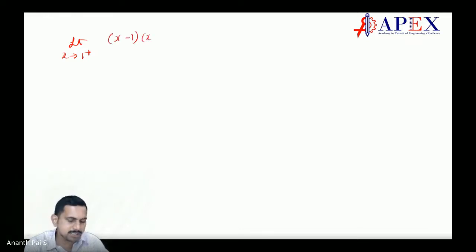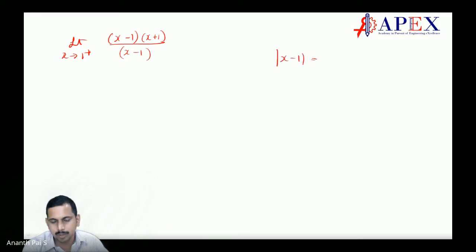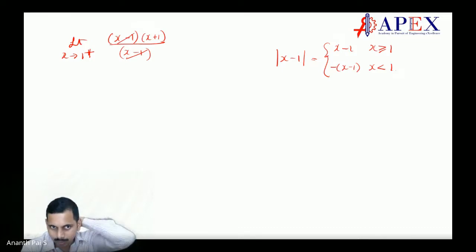into (x plus 1) divided by modulus of (x minus 1). Why? The modulus of x minus 1 is equal to x minus 1 for x greater than or equal to 1, and minus of (x minus 1) for x less than 1. So this is 1 plus, we are coming from the positive direction. So this cancels, we put x as 1, so you will get 2. This is the right hand limit.